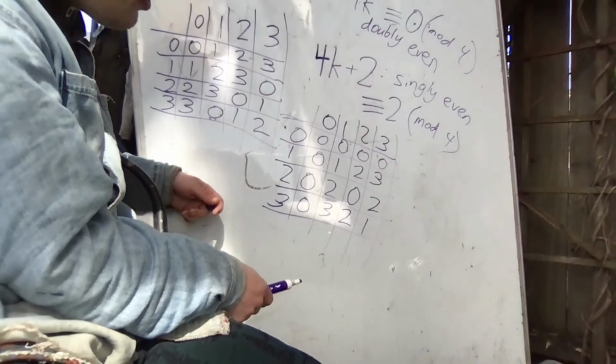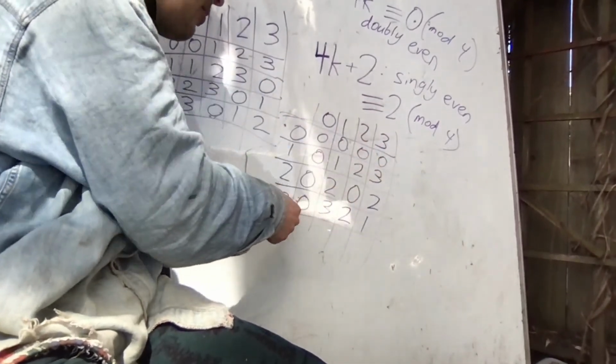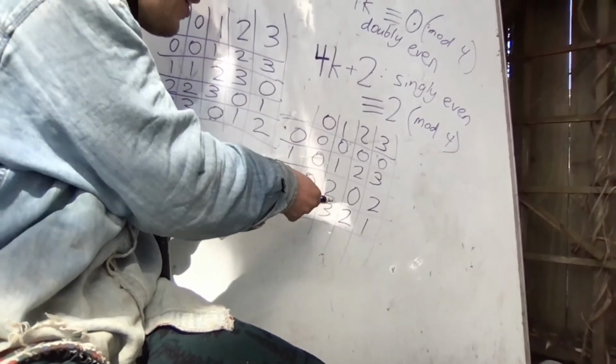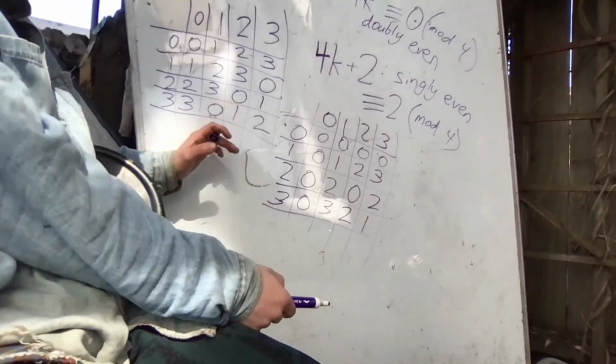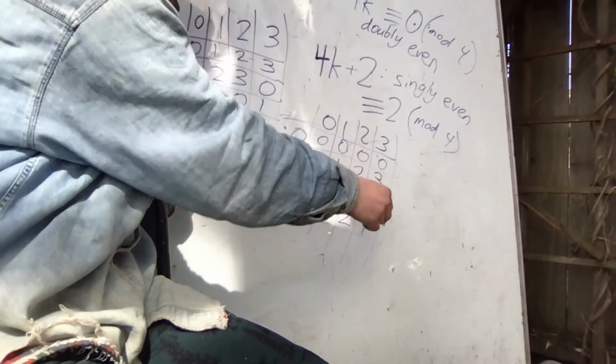So the only ways to get the 3s, the late odds, are to multiply a late odd by an early odd. How can I get an early odd? Well, I can multiply an early odd by itself or a late odd by itself.